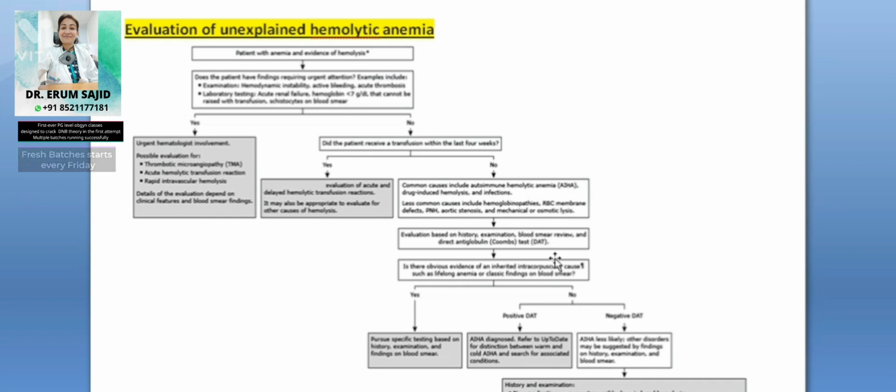Blood smear, you will have to go for. Now what all tests will you say? CBC, PS, not just PS for MP, but PS, peripheral smear. For what? Peripheral smear for the type of cells and for any parasitic organism. And DCT, of course, you have to order direct Coombs test to find out whether it is actually autoimmune. If there is obvious evidence of an inherited intracorpuscular cause, then of course you have to call the hematologist and go ahead with it.